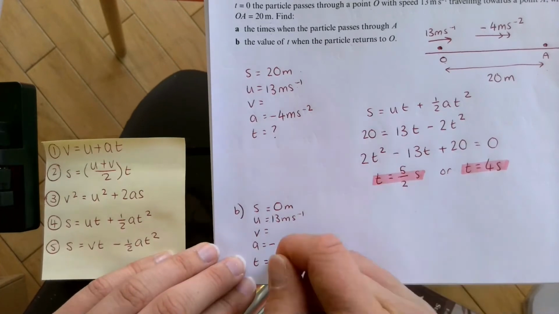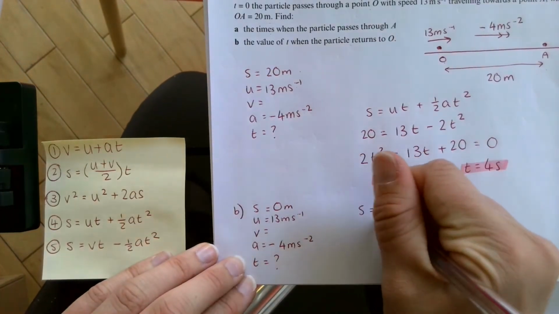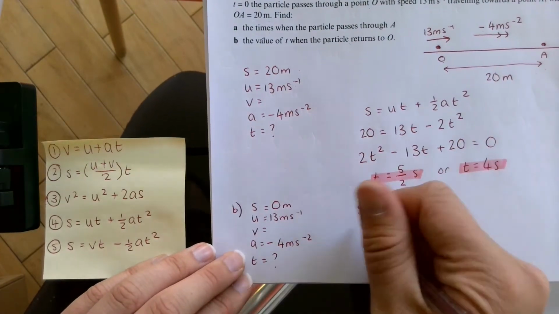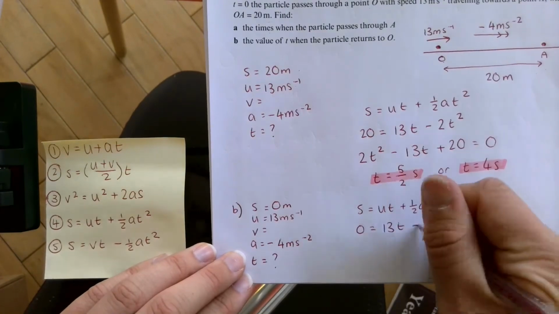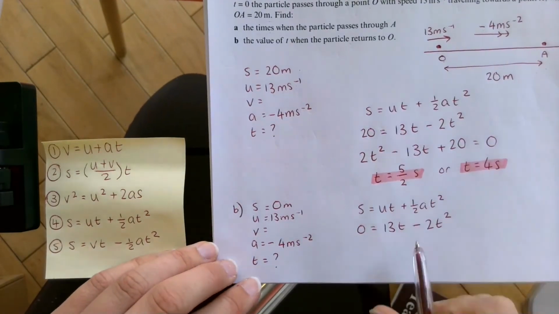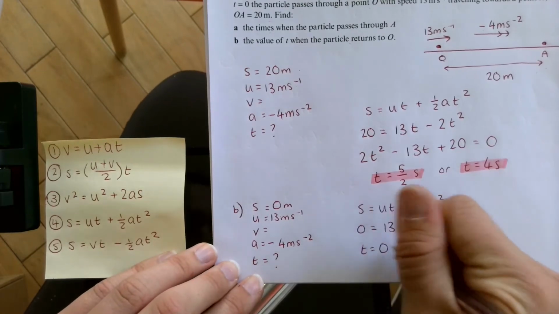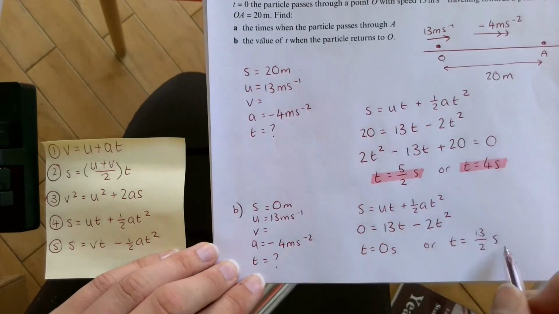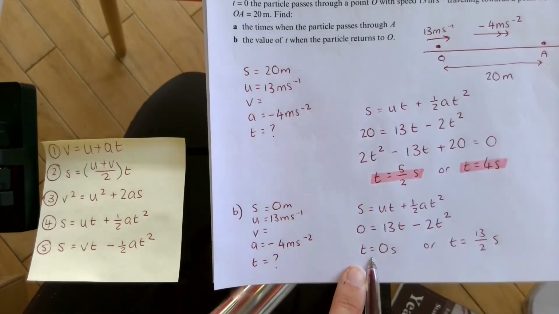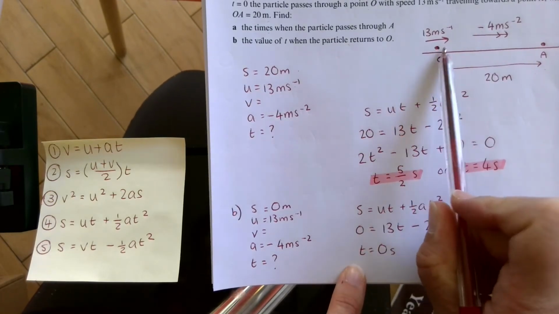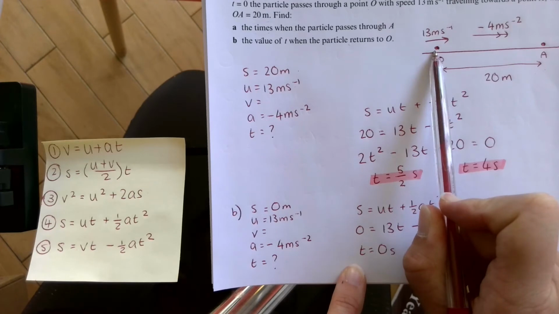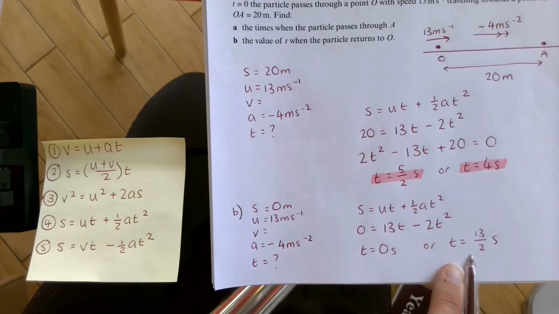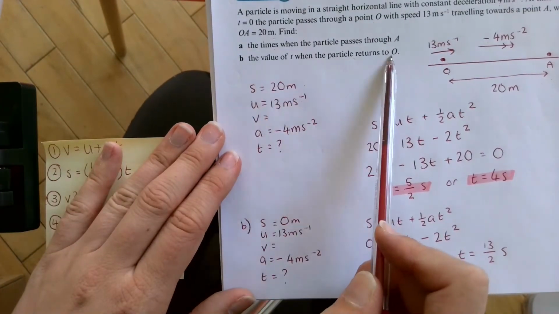And I'm trying to find the time. So again, I'm going to use s equals ut plus a half at squared. And if I sub these values in, I get that 0 is equal to 13t minus 2t squared. And solving that on your calculator, you will get that t is equal to 0, or t is equal to 13 over 2, so 6.5 seconds. Now, I know that t is equal to 0 is when the particle was first at O. That's when the whole thing started. So it must have gone out and come all the way back, and is back there at 6.5 seconds. So when the particle returns to O, the time is 6.5.